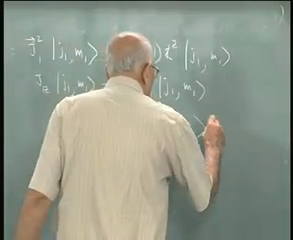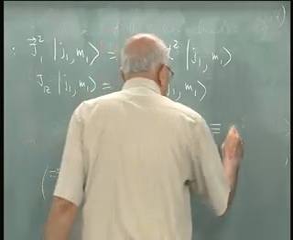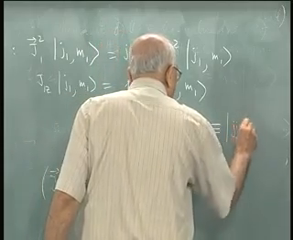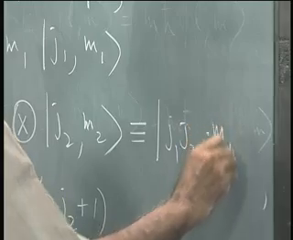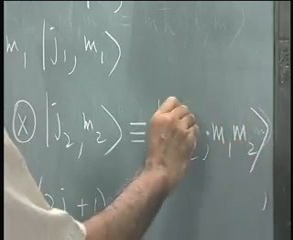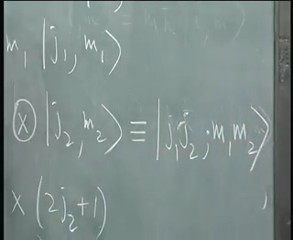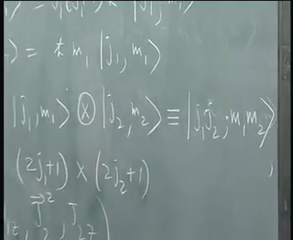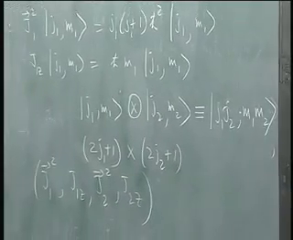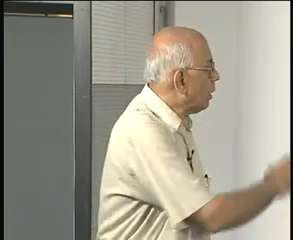So let me give it some shorthand notation. I will call this |j1 j2 m1 m2>. For fixed little j1 and fixed little j2, essentially it is only m1 and m2 that change over the different states. m1 takes 2j1 plus 1 values, similarly for m2, and the total number of possible states is this product here, okay. But you see I can do this in a different way.